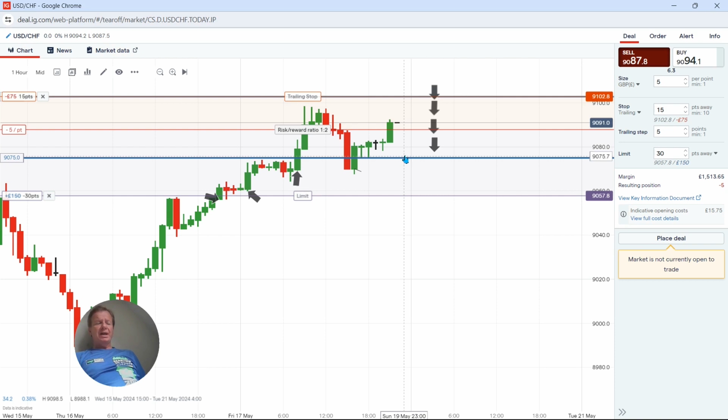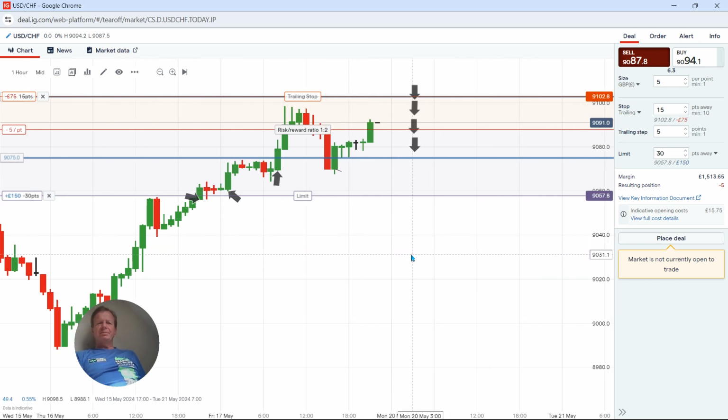So I've actually made some money, and that's 12.8 pips away. Bear in mind you've got to pay the spread as well. So it's 12.8 pips away. Multiply that by £5 a pip, and you're looking at £64.